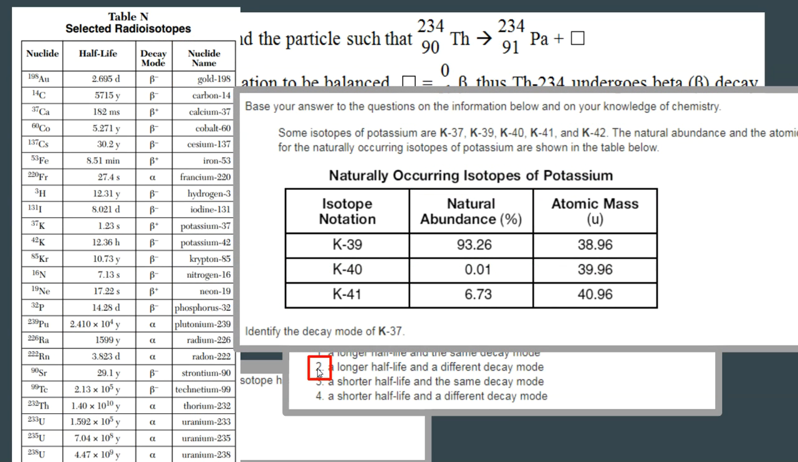Next problem. Some isotopes of potassium, potassium-37, potassium-39, potassium-40, potassium-41, and potassium-42, are shown in the table below. The natural abundance and the atomic masses for the naturally occurring isotopes of potassium are shown in the table below. Identify the decay mode of K-37. Remember, anytime you need to identify the decay mode of a particular isotope, we use Table N. Go ahead and do that now and see if you can figure out the answer. This is as simple as looking at potassium-37, and we see that its decay mode is beta positive decay.